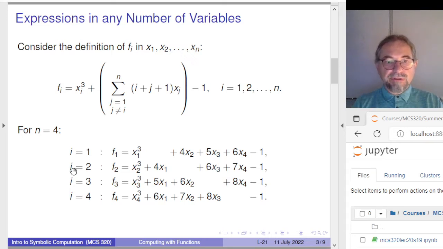Then the coefficient is j, but then plus i plus 1. So here you see the i is 1. In the first expression, there is the increment of i plus 1 for every coefficient. So the increment is thus 2. So 4 and 2, 5 and 3, 6 and 4. And that gap, that increment, increases as the i increases. So that will be our first exercise.